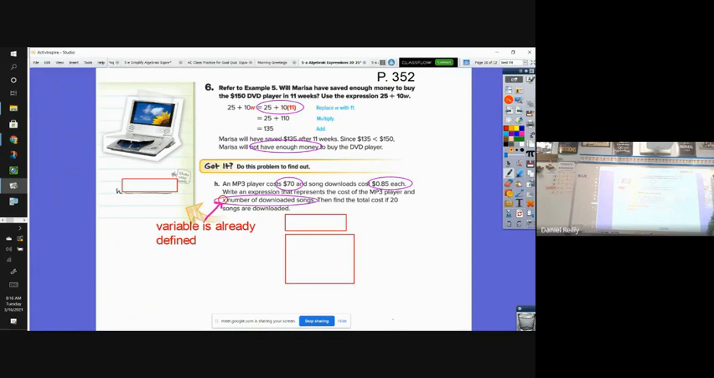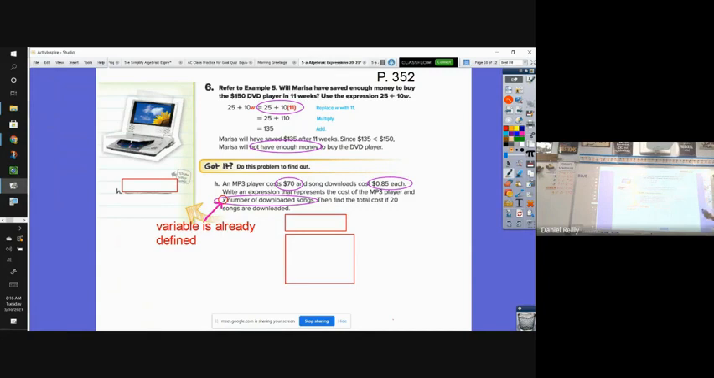So if I were to write this problem, I would not say this, X, and X is the number of downloaded songs. I would not tell you this in the problem. I would just ask you to write an expression, and you would have to define a variable.